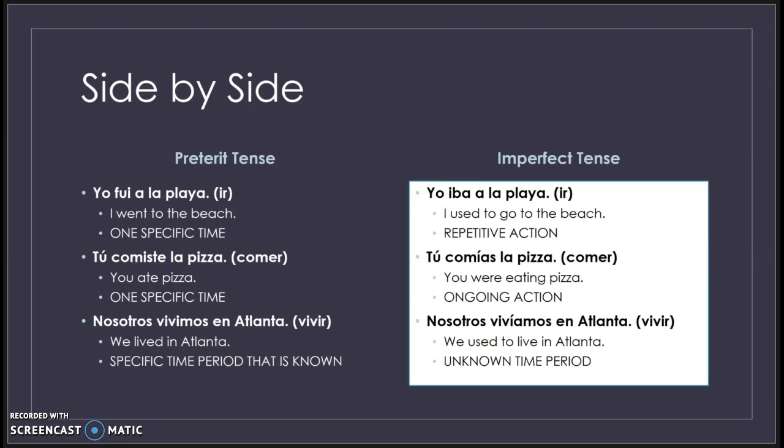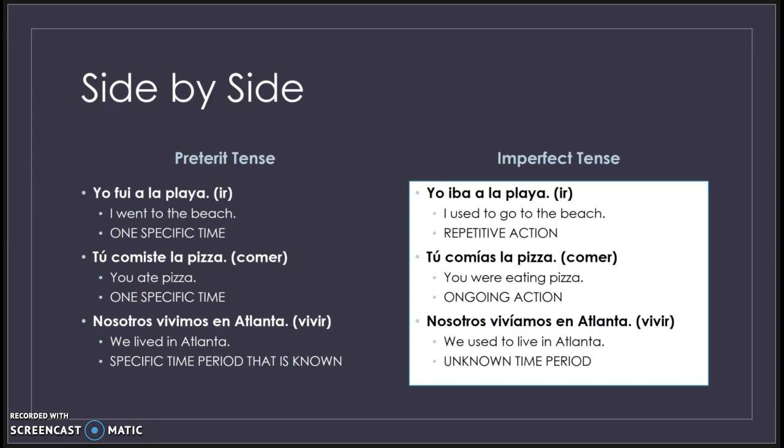"Tú comiste la pizza" means you ate pizza. It's one specific time. But put that into the imperfect, "tú comías la pizza," and it means either there was a repetitive occurrence of how often you ate pizza, or you were in the process of eating pizza, so you were eating pizza.